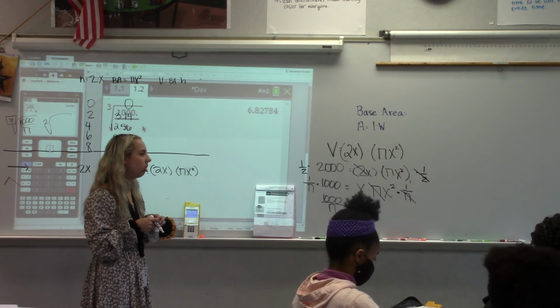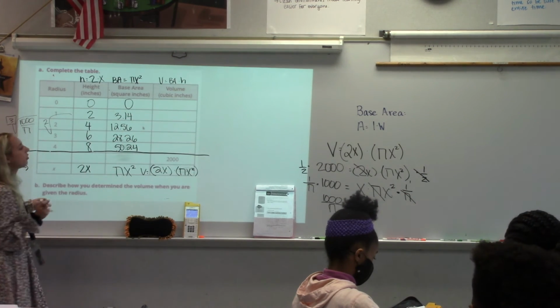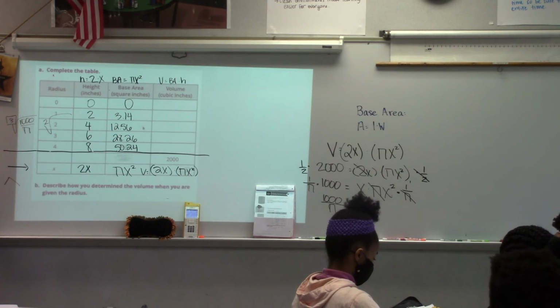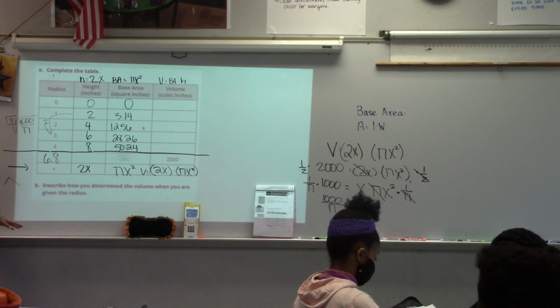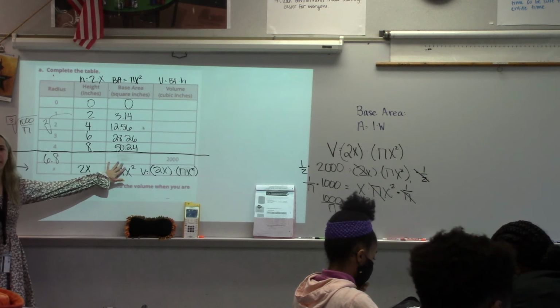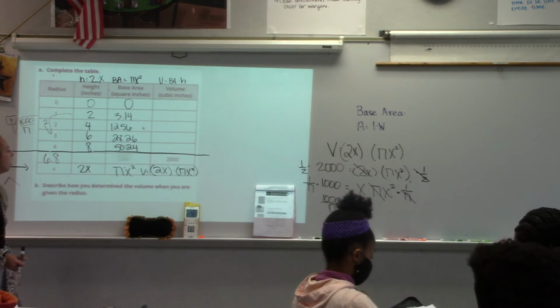Can you go back to the PowerPoint? Okay, so what does that mean? When my volume's 2,000, what's the radius? Now that I know what the radius is, can I use that to calculate the height and the base area? Okay, so go ahead and do that real quick.